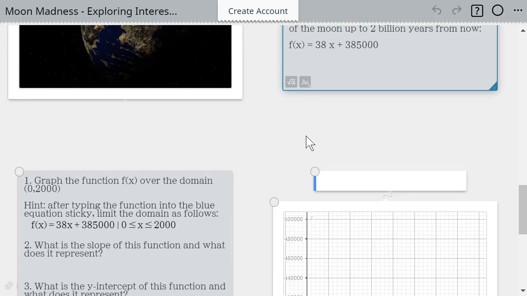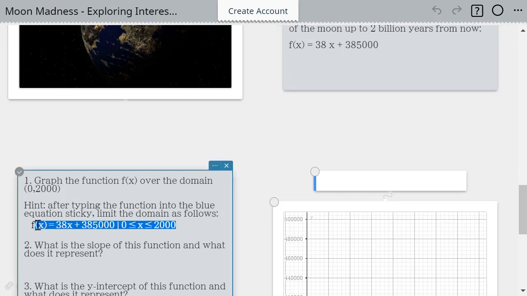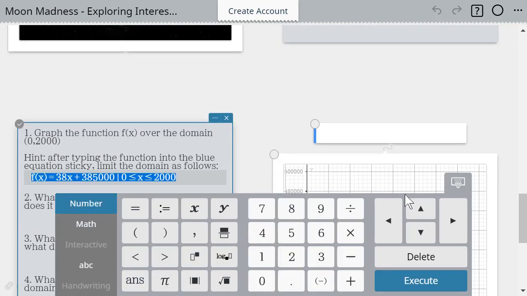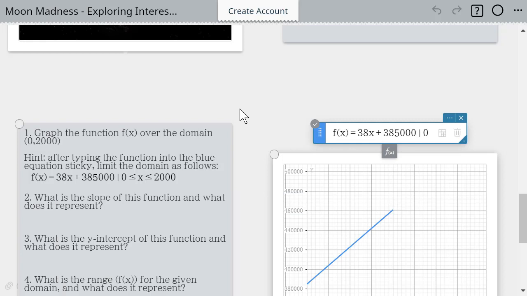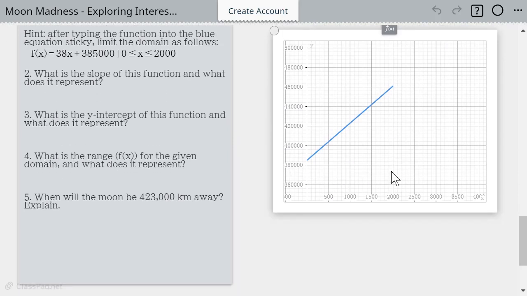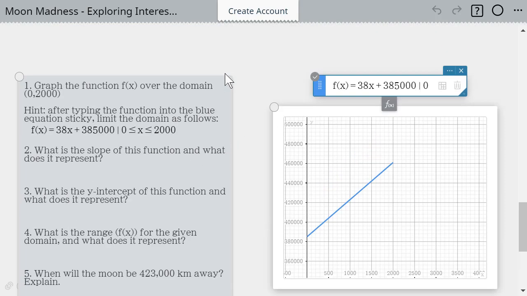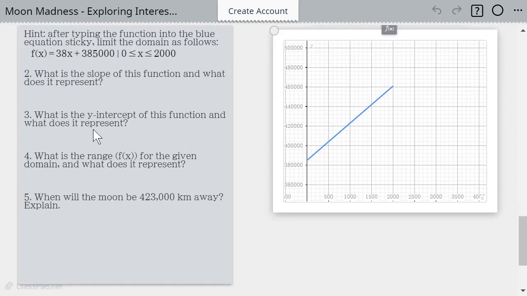So they're going to go down here and they're going to graph this function, and I'll just show you, and they have to limit it. So we want to look at the first 2 billion years, basically. I'm just going to copy and paste, make my life easy right now. And when I graph this, they're going to see the graph, and they were limiting the domain to between 0 and 2000, and they have some questions. So what's this slope? What does it actually represent in connection to this problem? What is the y-intercept? What does that represent in connection to the context, and stuff like that?